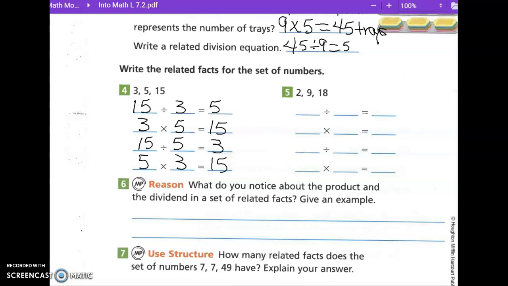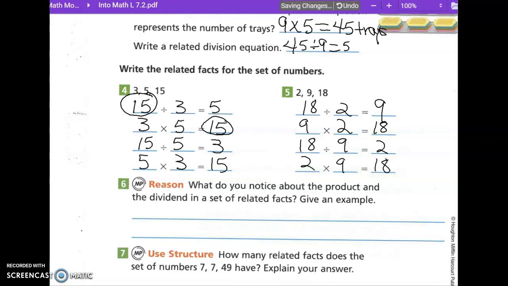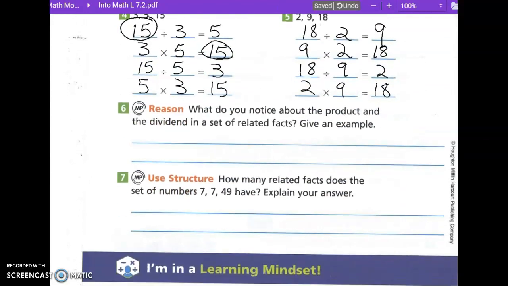Okay, so we notice that our product, the answer to our multiplication problems, is our dividend in our answer. That will be helpful in number 6. And then 18 divided by 2 equals 9. 9 times 2 equals 18. 18 divided by 9 equals 2. And 2 times 9 equals 18. This is what you notice about the product and the dividend and the set of related facts.